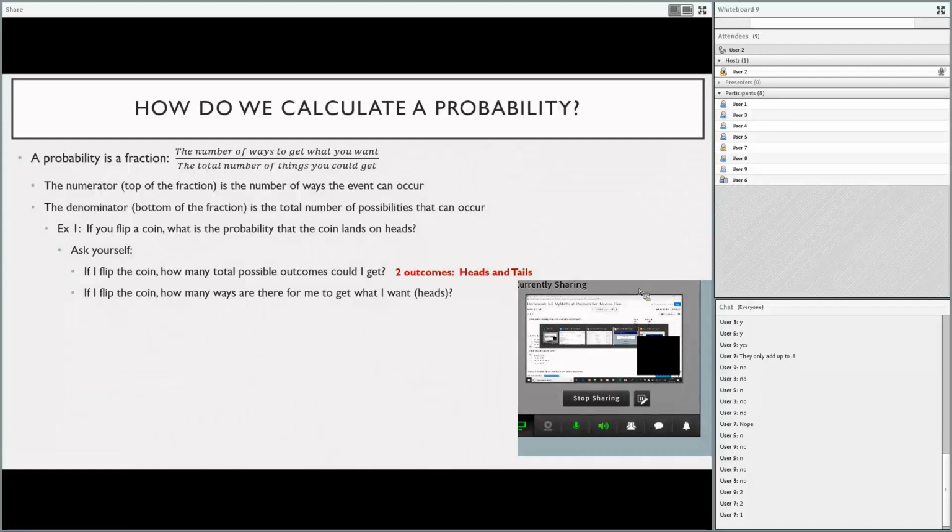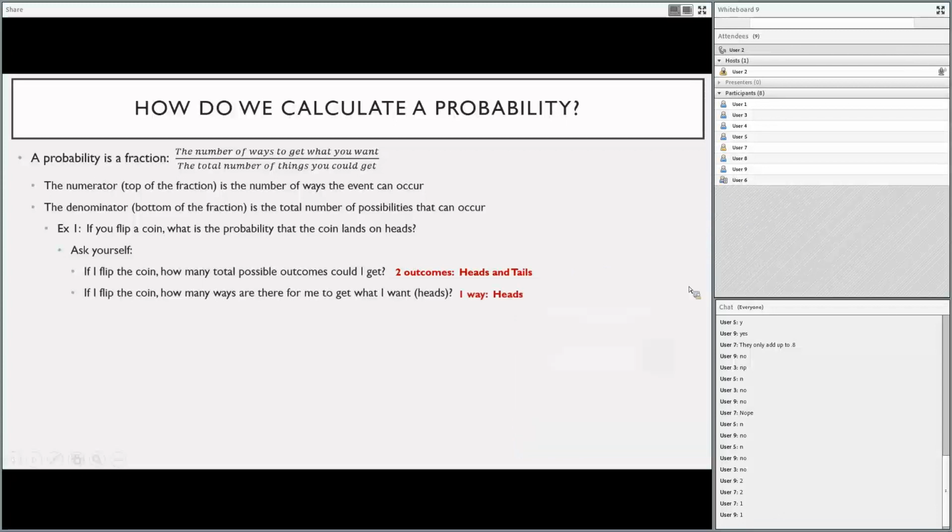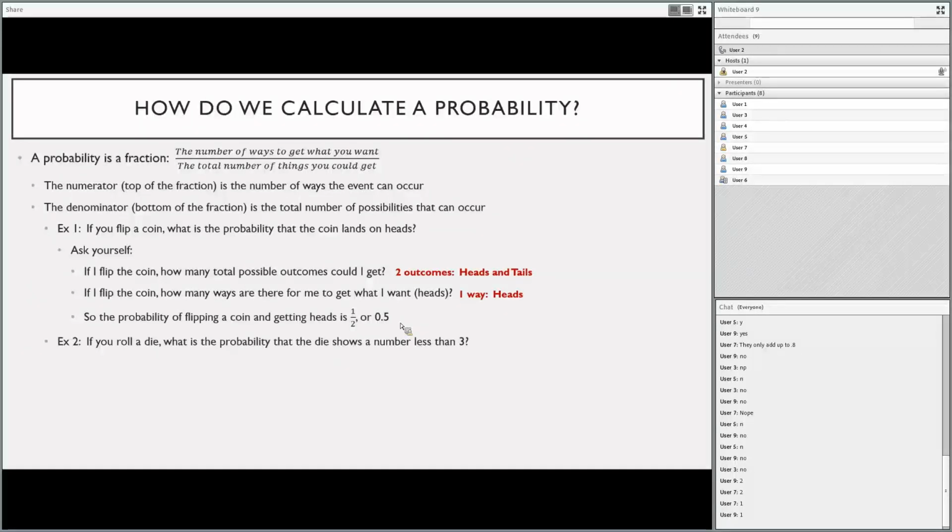So second question is, if I flip the coin, how many ways are there for me to get what I want? In this case, I wanted to get heads. So how many ways can I get heads? Just one way, right? I can get heads, and that's it. Okay, so again, the probability is the number of ways to get what I want divided by the total number of ways to get anything. So the probability of flipping a coin and getting heads is going to be 1, the number of ways to get what I wanted, over 2, the number of ways I could get anything. So 1 over 2, or 0.5. So when I flip a coin, the probability that I get heads is 0.5.